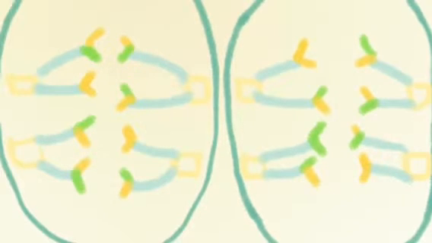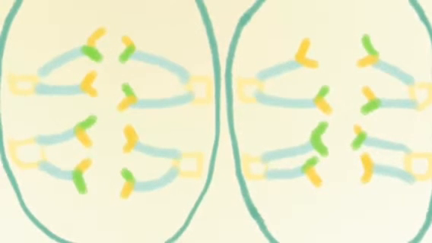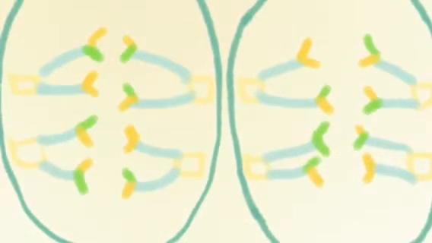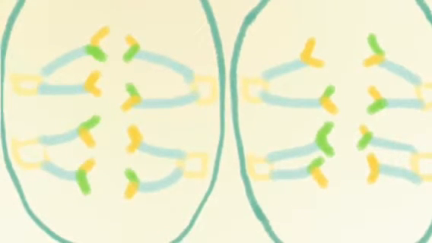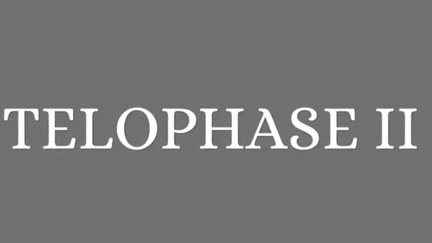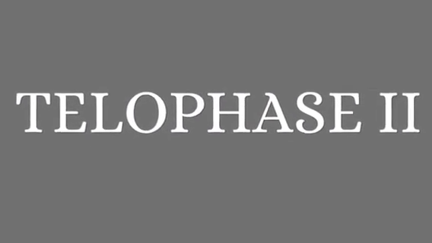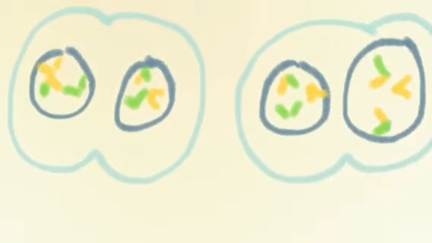The chromatids separate and begin moving to the poles. A nuclear envelope forms around each set of chromosomes.